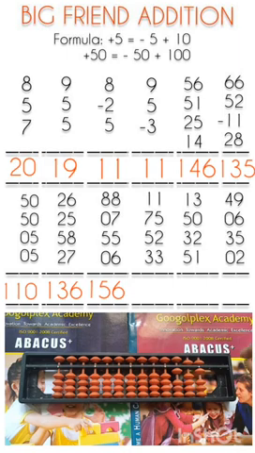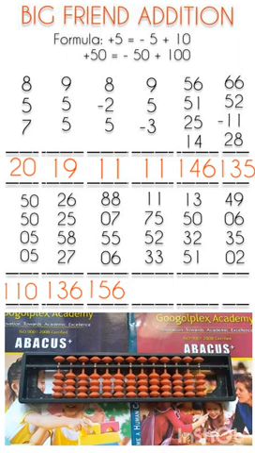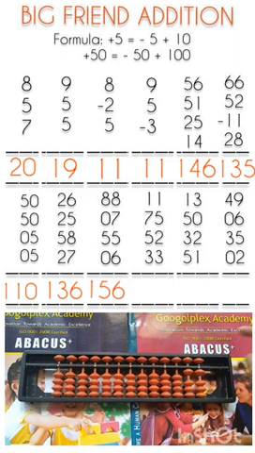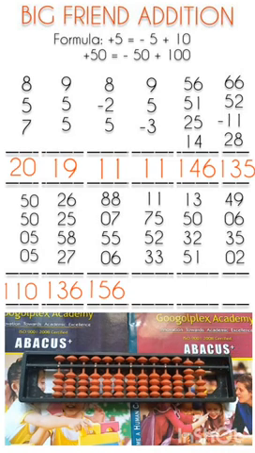Question number 10. We have to solve 11 plus 75 plus 52 minus 38. First number is 11. 10 plus 1, 11. Now add 75. 50 plus 20, 70, and this is 5. Addition of 75 is also done.